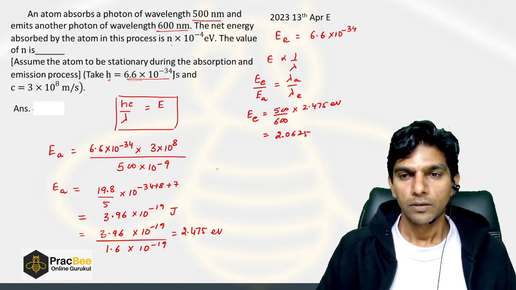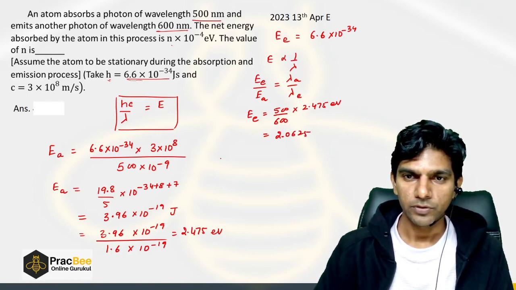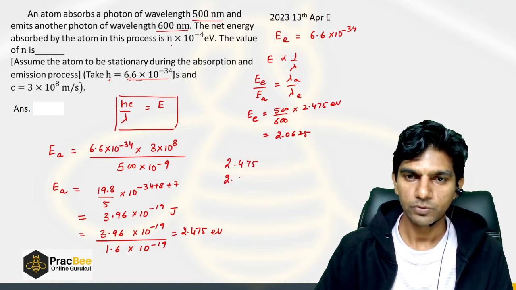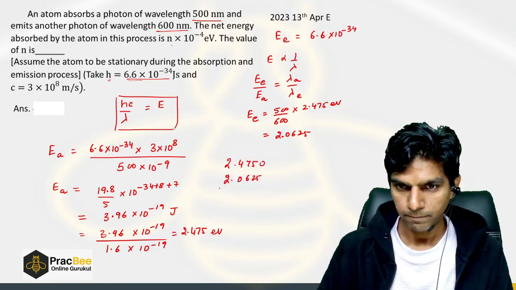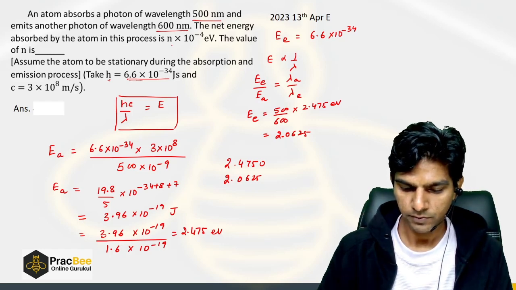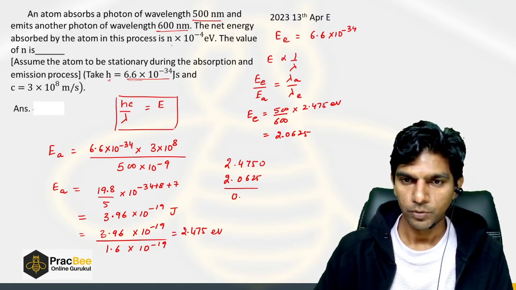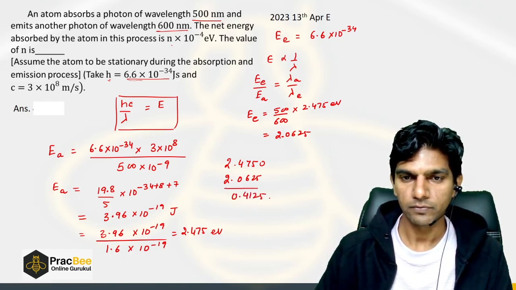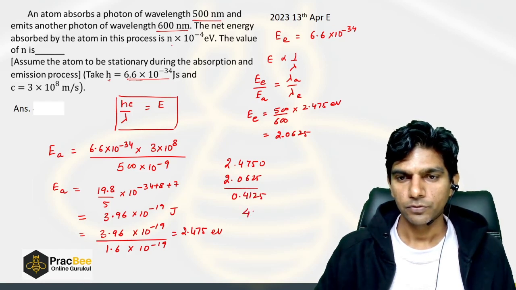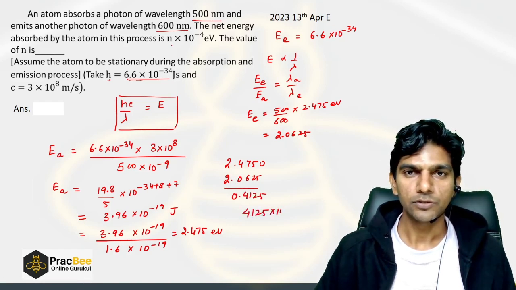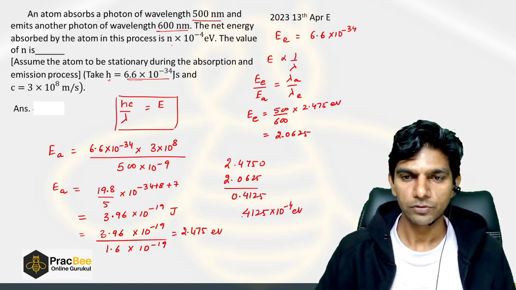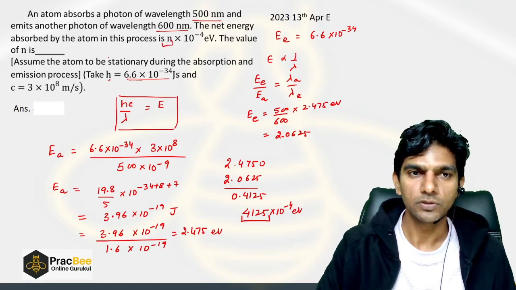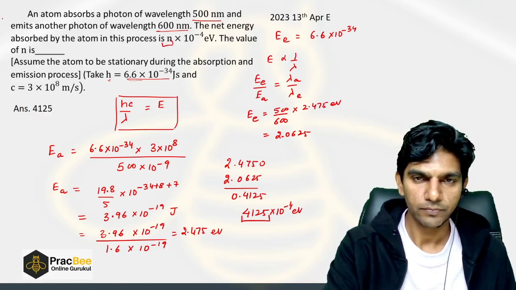2.0625. Now let us take the difference of these two. 2.475 minus 2.0625, right? So this comes out to be 0.4125, which is nothing but 4125 into 10 raised to power minus 4 electron volts. So the answer of this question, the n value, will be 4125, right?